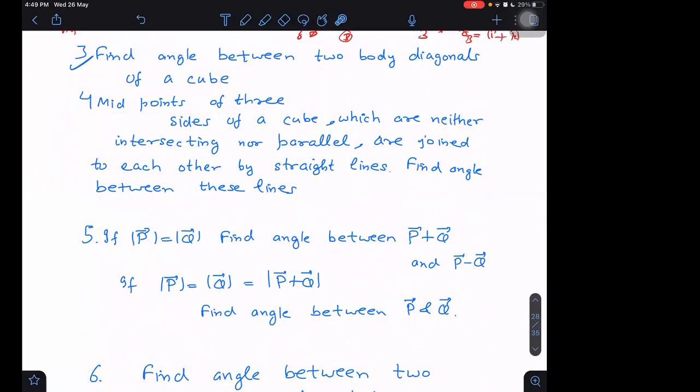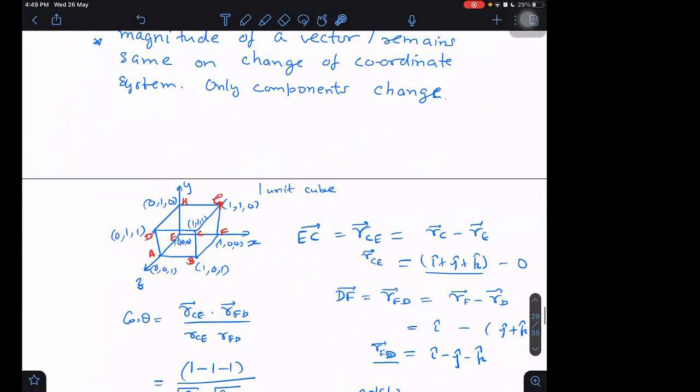Tell me: midpoint of 3 sides of a cube. Which 3 sides? Those which are neither intersecting nor parallel. For example, I have to take 3 sides. I can take this. Can I take these two? No. Why not? These are parallel. So I cannot take such 3 sides.